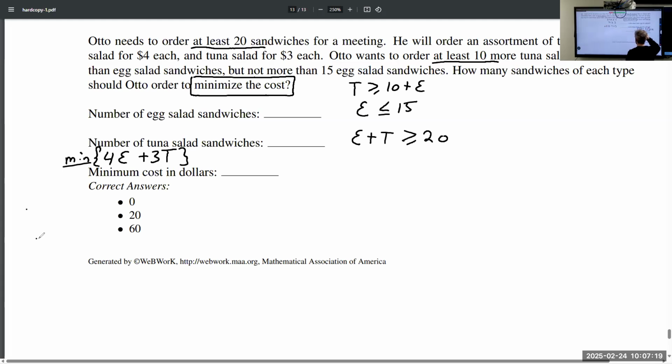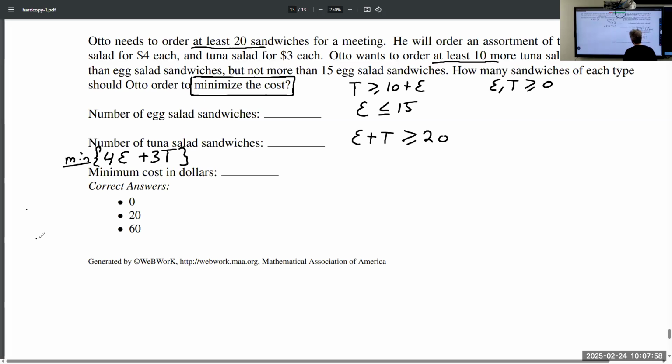What else do we know? I would say that these sandwiches have to be 0 or more. The smallest value of an egg sandwich you could have is 0, but it can't be a negative amount. I would say egg and tuna is greater than or equal to 0. Because you can't have a negative amount of a physical thing. That wouldn't make any sense. Okay, is there anything else going on? How much of each type should we order to minimize the cost?